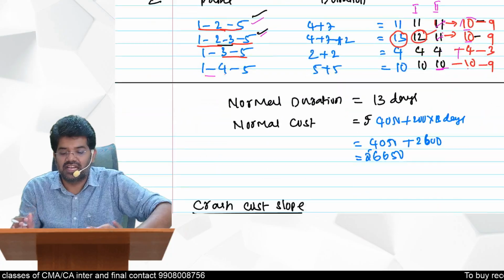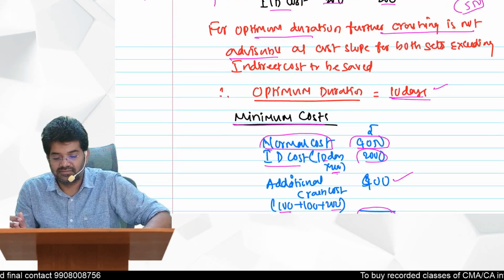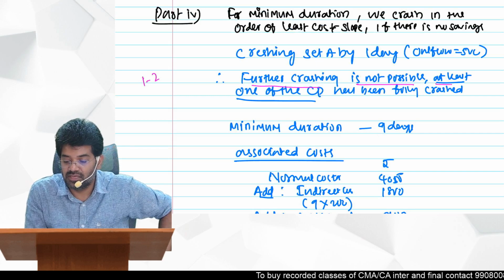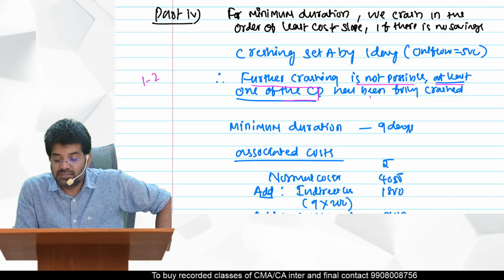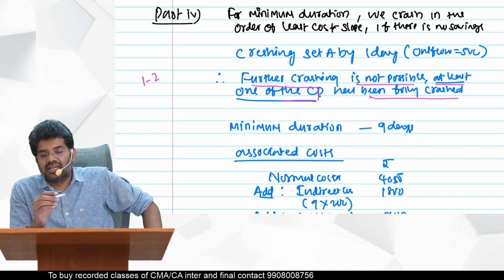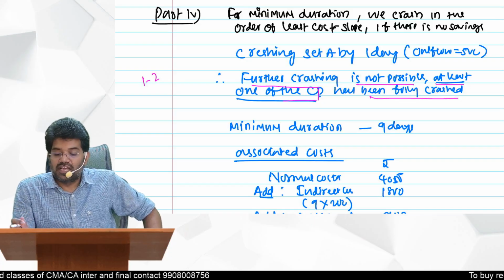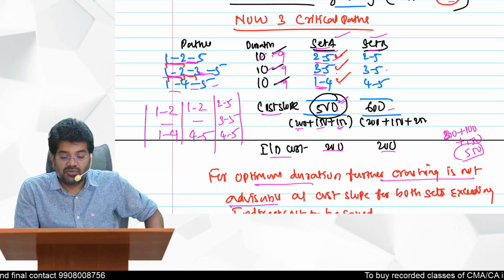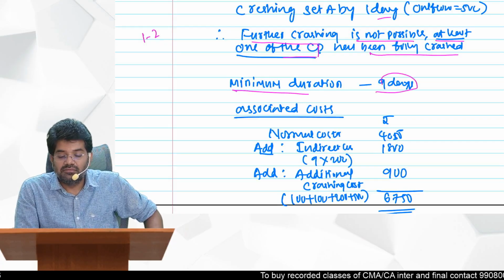So after that further crashing is not possible. Even if you want to crash, there is no possibility there. That is what is written here. Further crashing is not possible. Why? At least one of the CPs has been fully crashed. So in our critical paths, the critical activities all got what? Crashed. So there is no further possibility of crashing. After crashing by a further 1 day, prior to this it was 10. By 1 day if you crash, now it will become 9. So that 9 days is called the minimum duration.